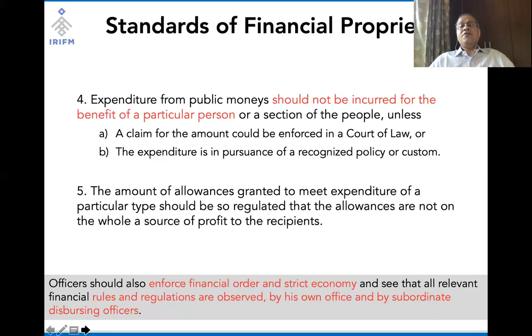If it's a source of profit, then it violates canons of financial propriety. Now, if I actually travel and I'm authorized to travel on, let us say, a Mercedes, which costs 1 crore rupees, and the hiring cost of a Mercedes, let's imagine, is 30,000 rupees a day, and I'm regularly allowed to travel in a Mercedes, then 100 rupees per kilometer, or maybe even 1,000 rupees per kilometer, would not be unfair.